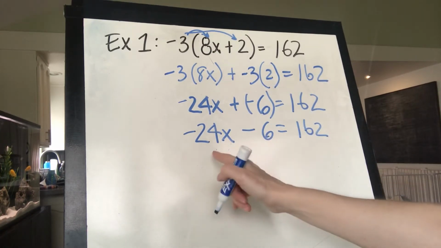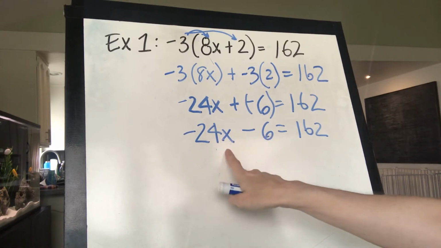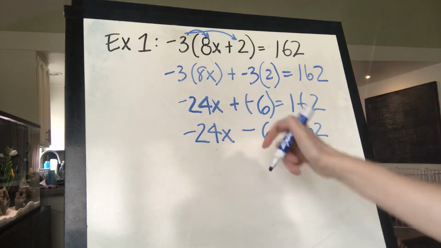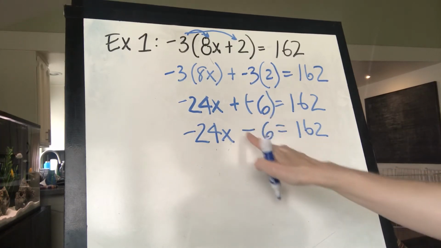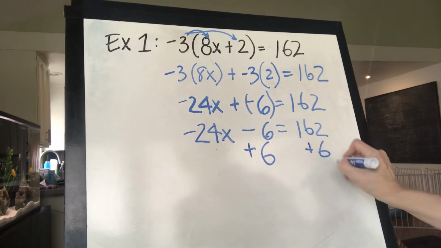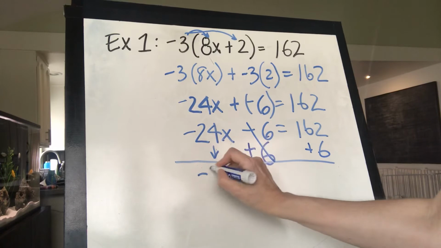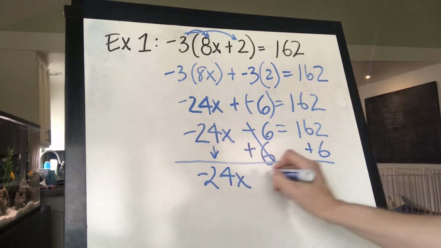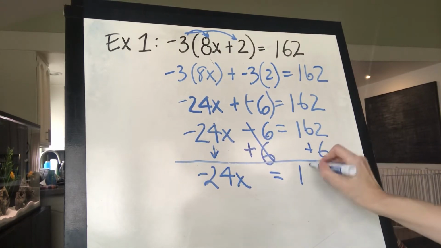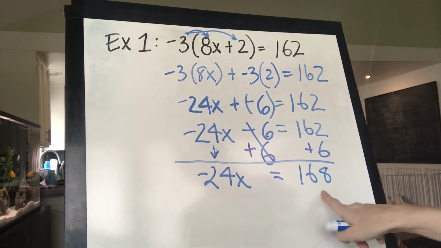So now we have a two-step equation. The whole goal is to get that x by itself. So we're going to take care of the constant first. Let's go ahead and add 6 on both sides. These cancel out. We're going to bring down our negative 24x equals, this is 168. And then we have negative 24x equals 168.